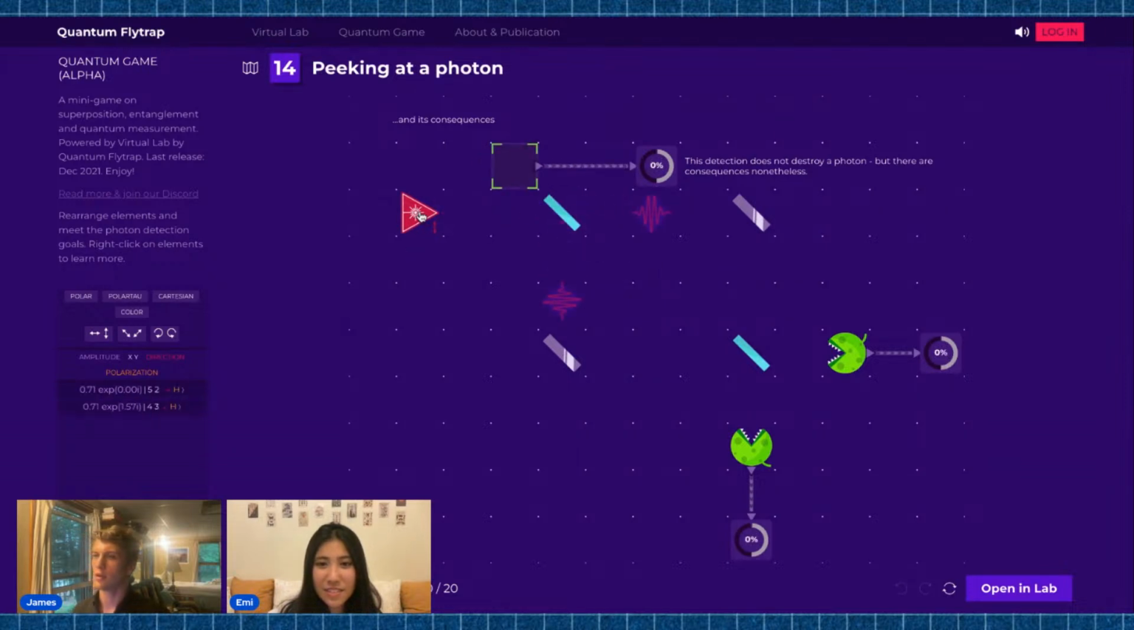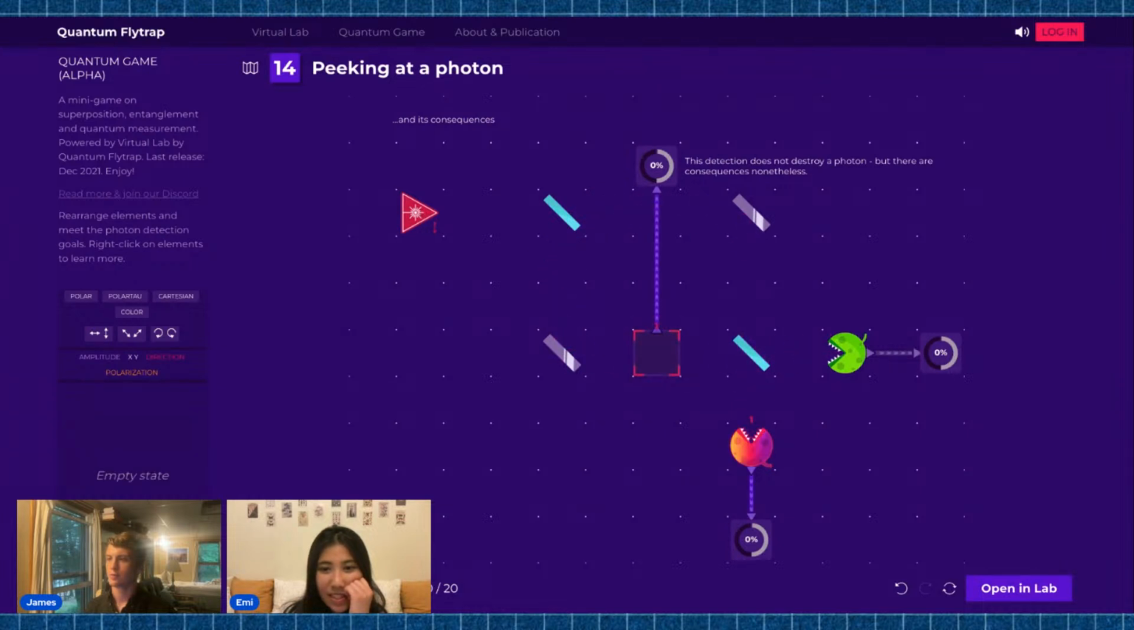Let's have a look. So this one is all going to go to the right photon detector, which we don't want. So what are we going to have to do? This detection. So this is very quantum because we are just observing something and that's supposed to change it. Yes, exactly. Oh, that's so interesting. What happened? Okay, this is very quantum.